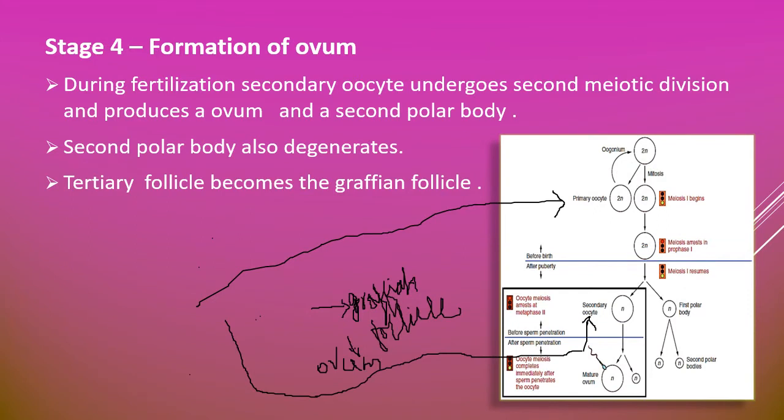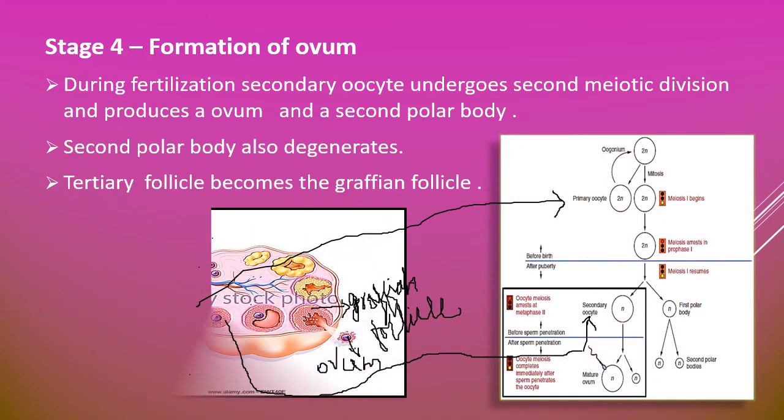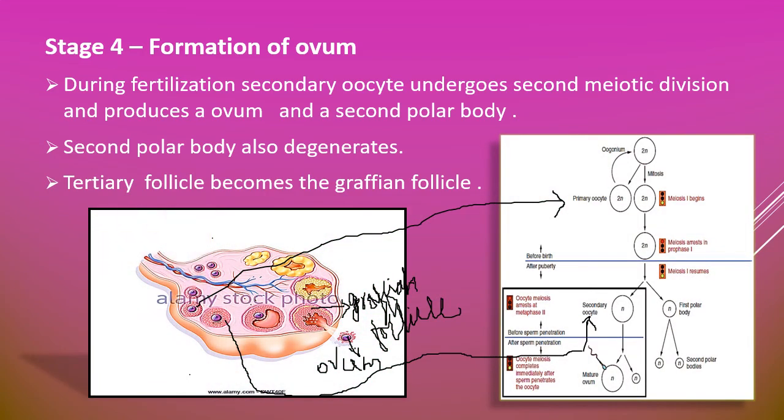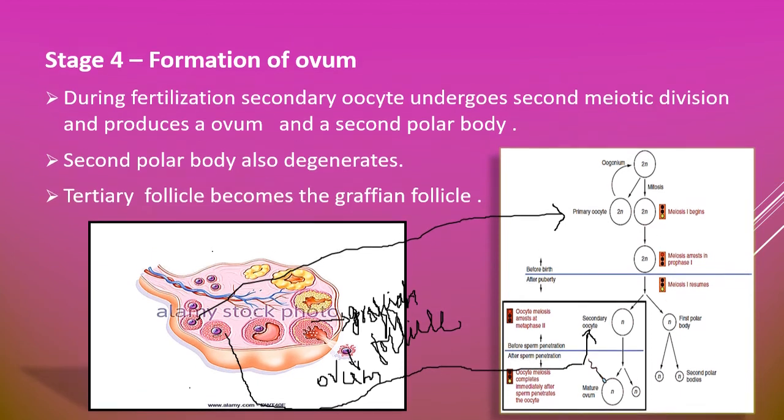The final stage in oogenesis is the formation of the ovum. If there is fertilization, or after the penetration of sperm, the secondary oocyte undergoes the second meiotic division and forms an ovum and a second polar body. The second polar body also degenerates. Now the tertiary follicle becomes the mature follicle called Graafian follicle.